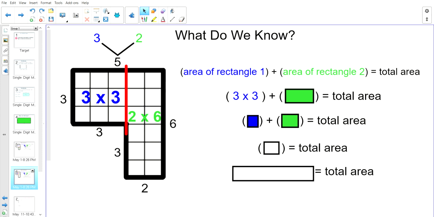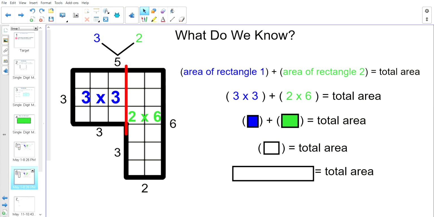I know that if I want to find the area of the entire figure, I need to add that 3 by 3 rectangle to the other rectangle. What size is the second rectangle, the rectangle with green writing in it? Yes, rectangle 2 is a 2 by 6. So to find the total area of the entire rectilinear figure, I need to add rectangle 1, the 3 by 3 rectangle, plus rectangle 2, the 2 by 6 rectangle.